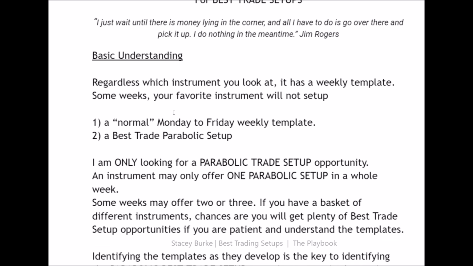Today I'm going to go over the basic understanding. Regardless of which instrument you look at, it has a weekly template. Some weeks your favorite instrument won't set up with a best trade candidate, yet traders will be constantly trading one or two markets because they're trading experts. And I'm the first person to tell you I'm a terrible trader.